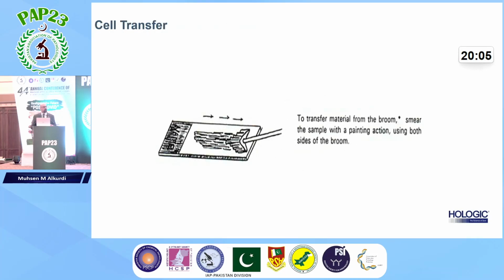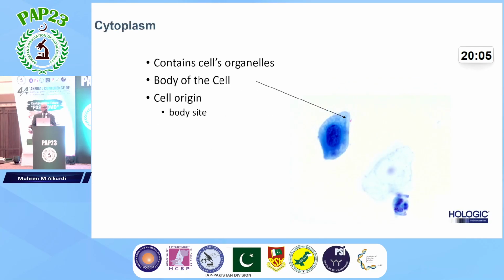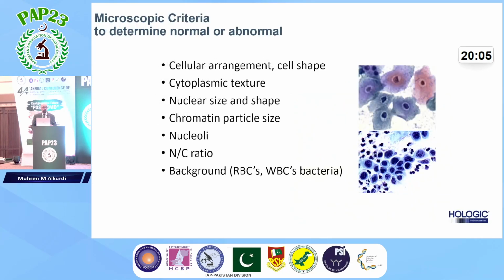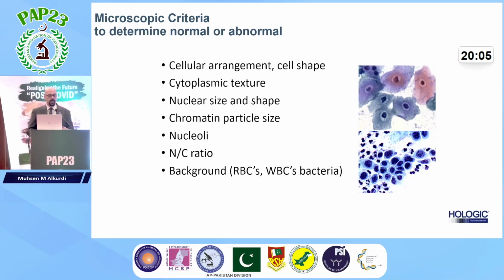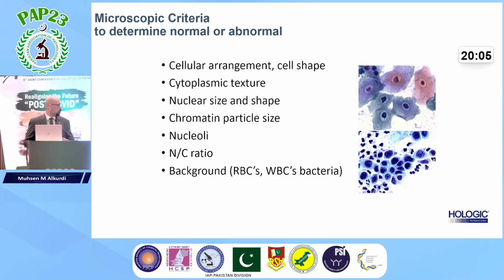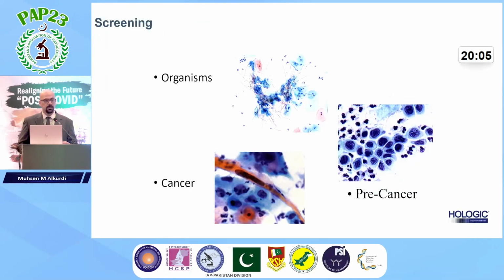Back in the days, conventional cytology was to collect the sample and smear it directly on the slide and send it to the lab to study the nucleus shape, as we said, the nucleus to cytoplasm ratio and the DNA availability there. Some microscopic criteria for the cells: we have the cellular arrangement itself. We can consider the cytoplasmic texture, the nucleus to cytoplasm ratio, and the background can give us some understanding of the patient's condition as well.